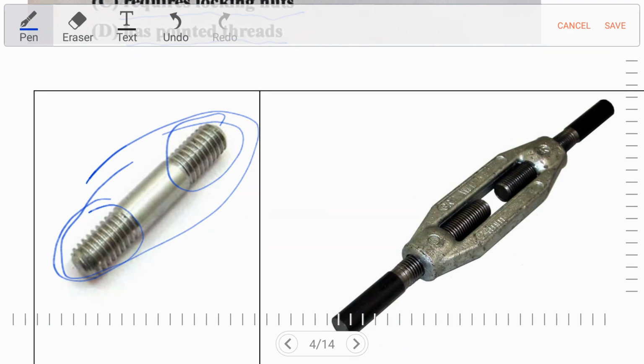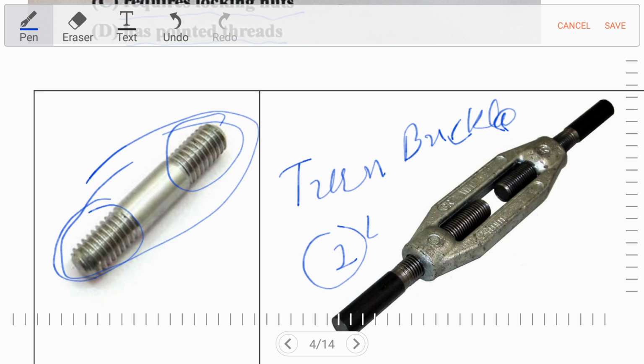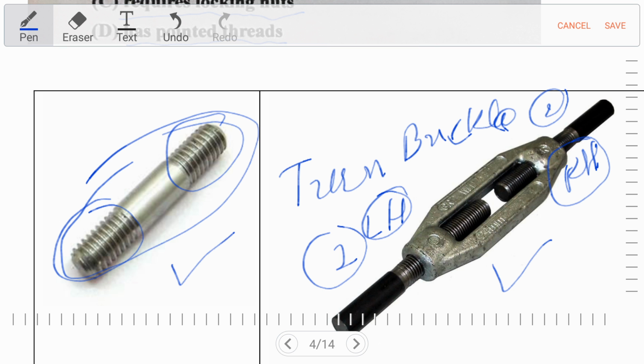On the right side we can see the figure of a turnbuckle. There is also some MCQ directly from the turnbuckle: a turnbuckle has two ends. One end has a left hand thread and the other side has a right hand thread. Keep in mind, if one side has a left hand thread, then the other side has a right hand thread. Okay, so this is the turnbuckle and this is our stud. Now let's move to the next question.